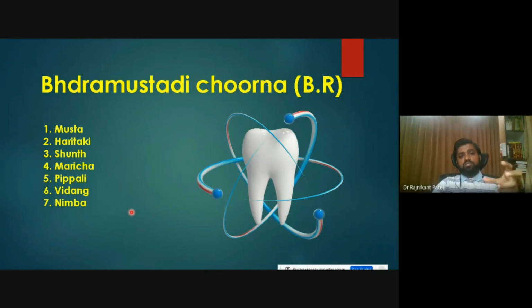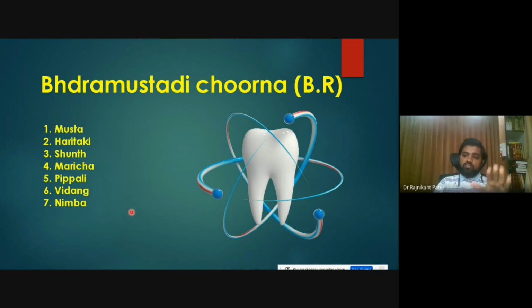The indication of this Bhadra Mustadi Churna is when there is teeth mobility or loosened teeth due to a weak palate, or when the bony hard palate is getting weak. So the teeth which are set over there will also become loose and move. Sometimes they will fall down.